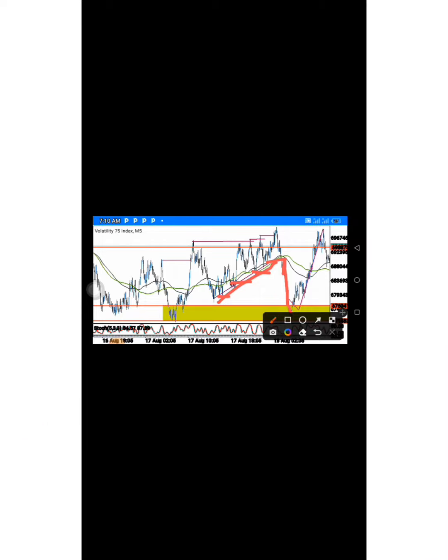So after the change of character, it keeps breaking structure. It breaks structure, breaks structure, breaks structure. Then it takes the liquidity. We call this trend line liquidity. Then it takes the liquidity and hits my buy limit order, and you can see the market move in my favor. So that is all about smart money concept.